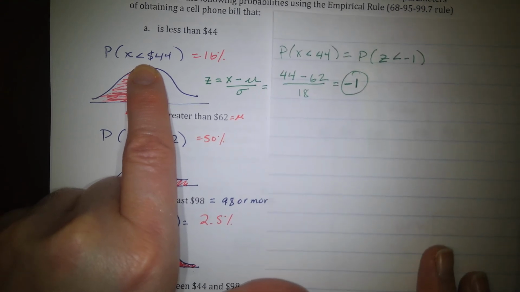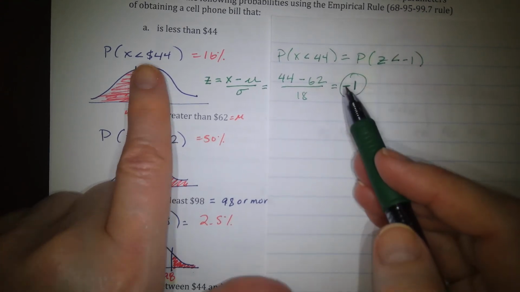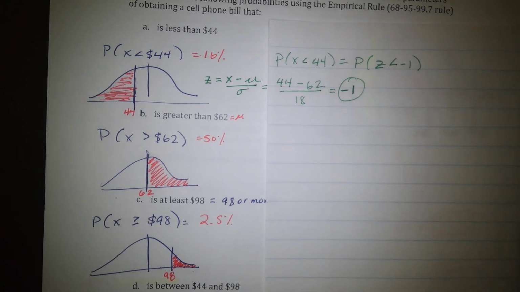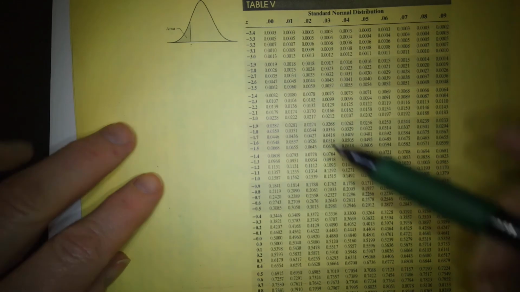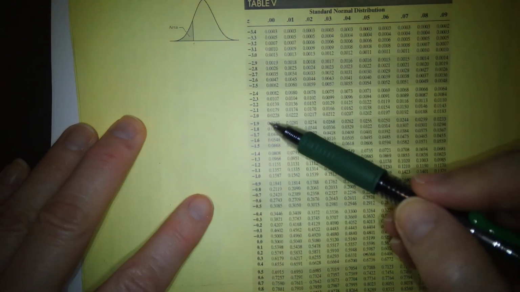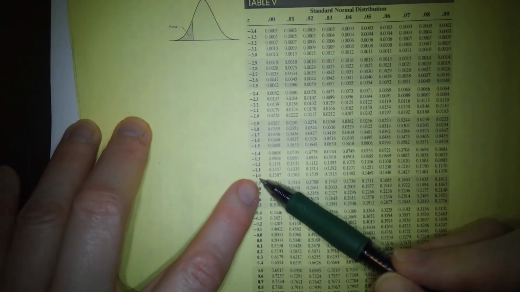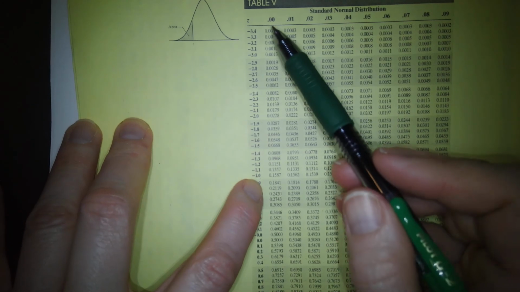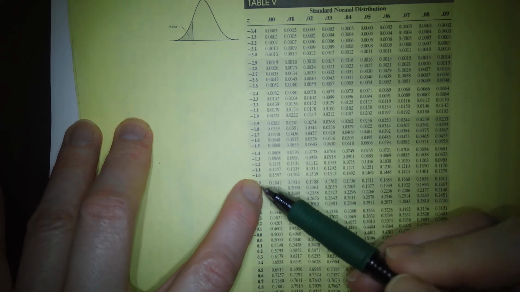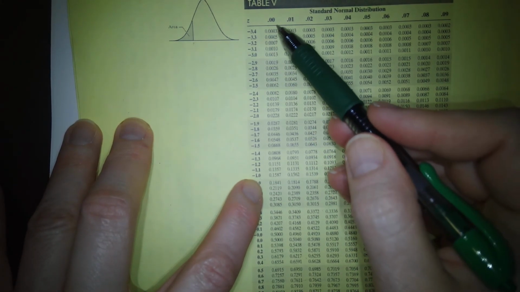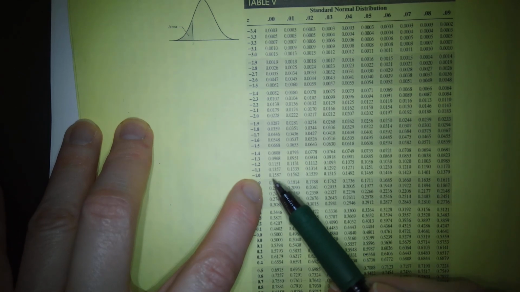So now that I have this z-score right here, I go to the table. I look up a z, this is the z side here, I look up a z-score of -1.0. These are the hundredths places, so it's -1.00, and the probability is 0.1587.